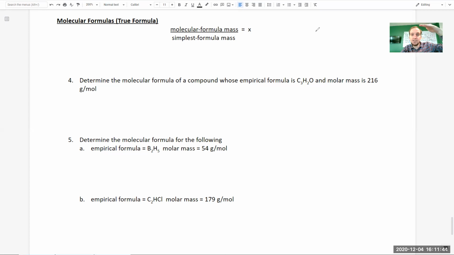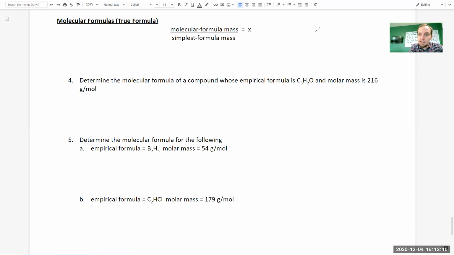So what we're going to need to do is find the molar mass of the empirical formula, the C3H2O. Then we're going to do what it says at the top of the screen. We're going to divide the molecular molar mass, which they gave us, 216 grams per mole, by what we calculate as the empirical molar mass. When we divide that, it will give us a number which we will multiply C3H2O by to make it into a larger compound, okay? So let me show you what I'm talking about.